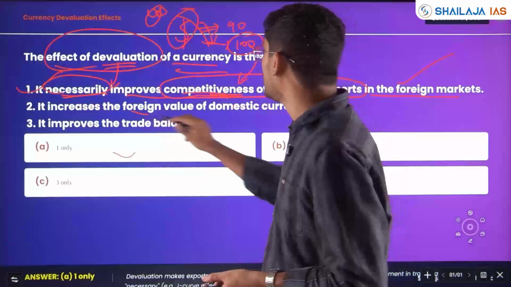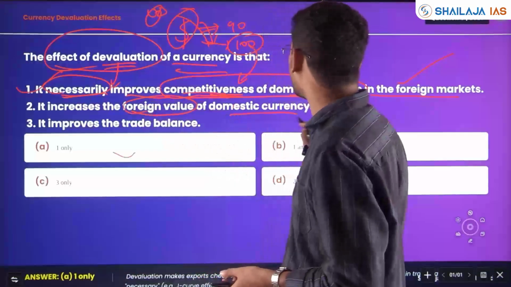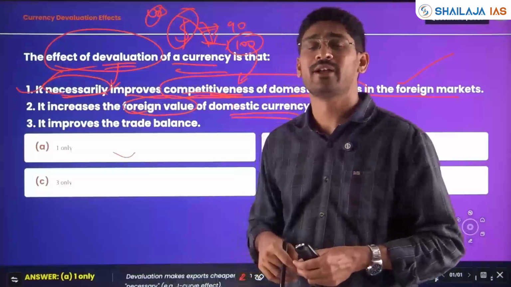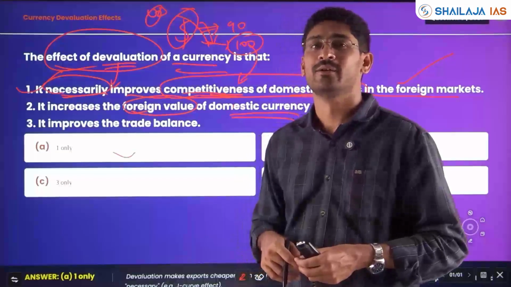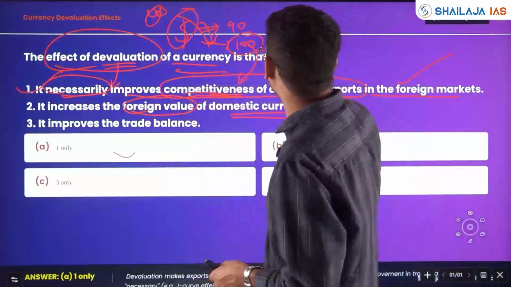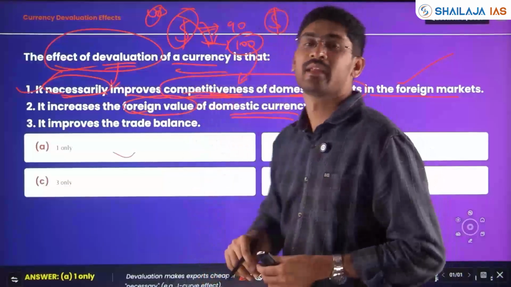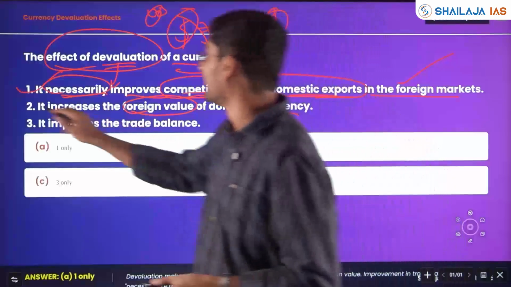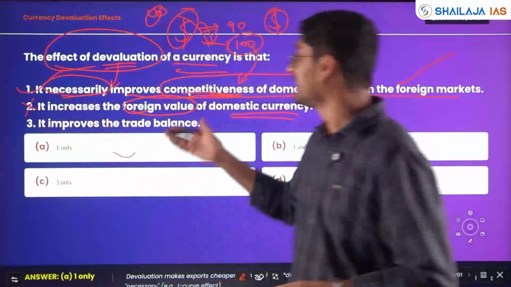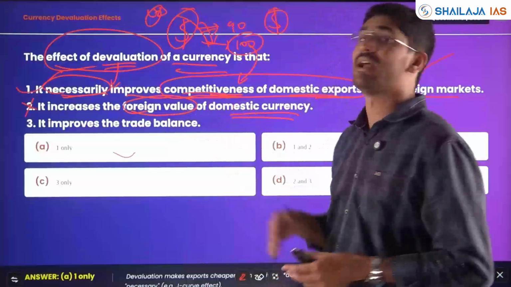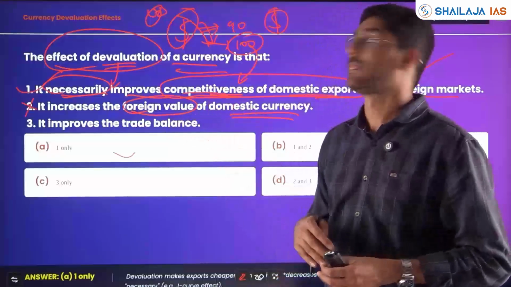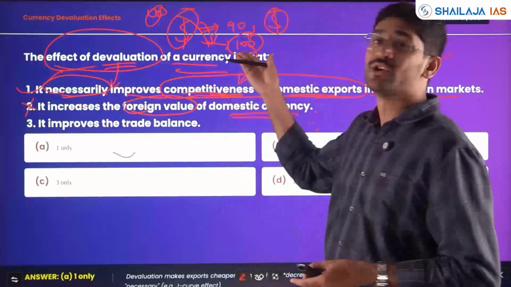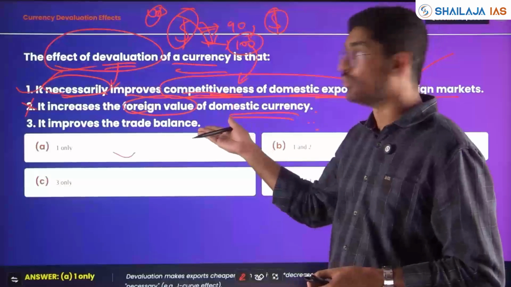It increases the foreign value of domestic currency. Does it increase the foreign value of domestic currency? No. Dollar is the same. The rupee got depreciated. It is not increasing, it is decreasing the foreign value of domestic currency. The dollar to rupee value is not increasing, the value of the rupee is decreasing. It is the opposite that is happening.